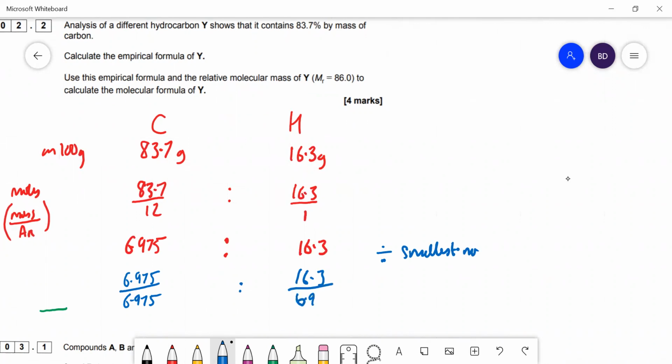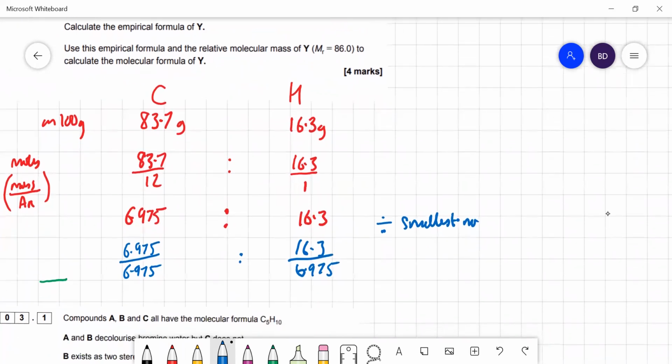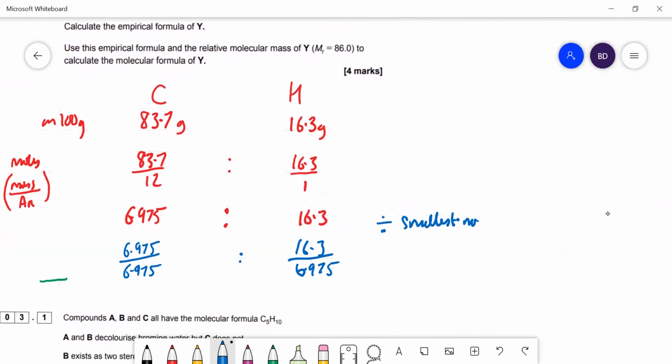16.3 over 6.975 is equal to, obviously that gives us 1, and that gives us 2.33. Now we need to get whole numbers, so we multiply that by 3. We are going to get whole numbers, so that means the ratio is going to be, running out of space there, so it's 3. 3 times that gives you 7.